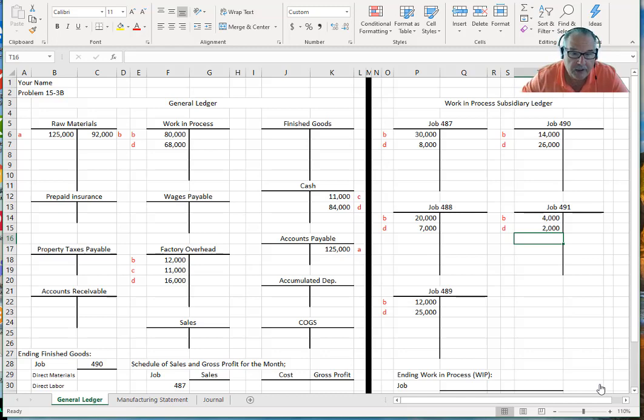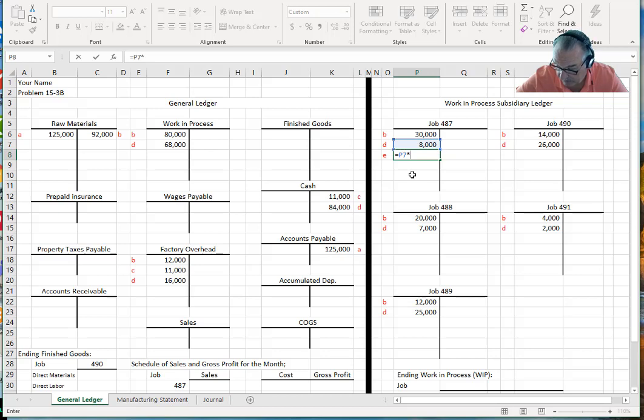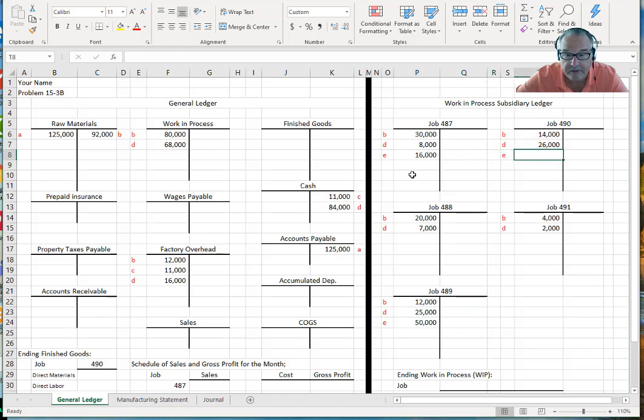And now item E, they've asked us to apply overhead to jobs 487, 489, and 490. Those are the jobs that got finished during the month. They told us at the beginning that their overhead application rate is 200% of direct labor. So I'm going to post just the direct labor times 2 or 200% for 487, 489, and 490. I'm just taking the direct labor, which is D, multiplying it times 2 or 200%, and that amount is going into the work in process account.